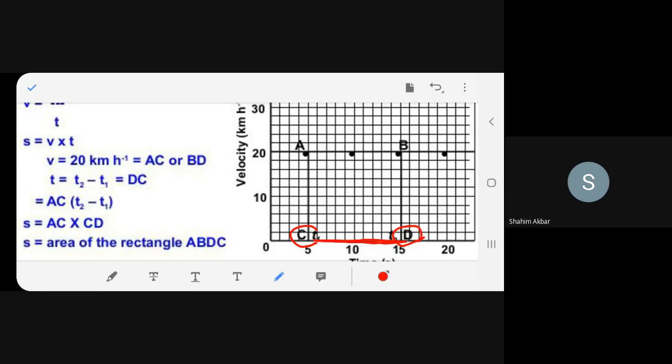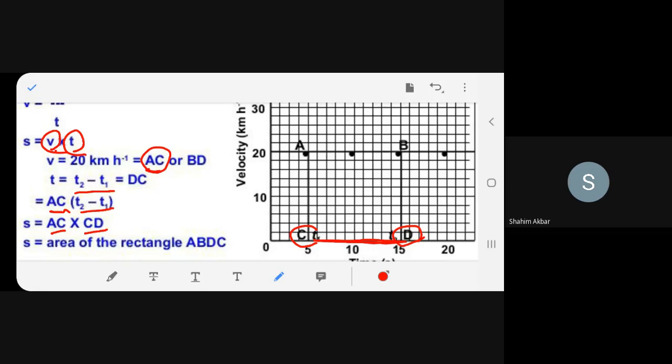Got it or not? So V is AC, that is AC over here. And T is T2 minus T1. And what is T2 minus T1? 15 minus 5, that is DC, that is DC or CD. So we have got AC into CD.